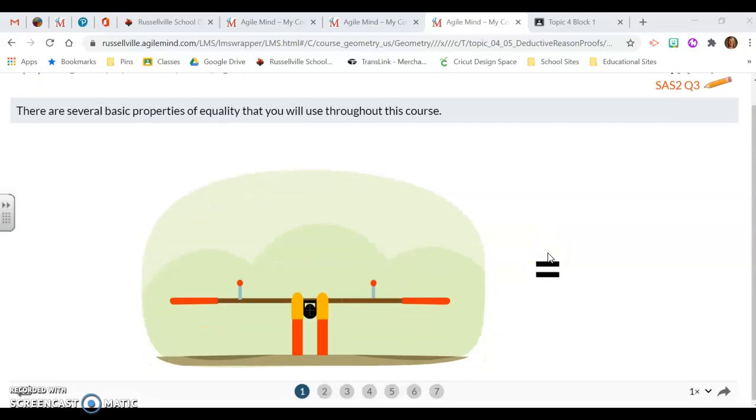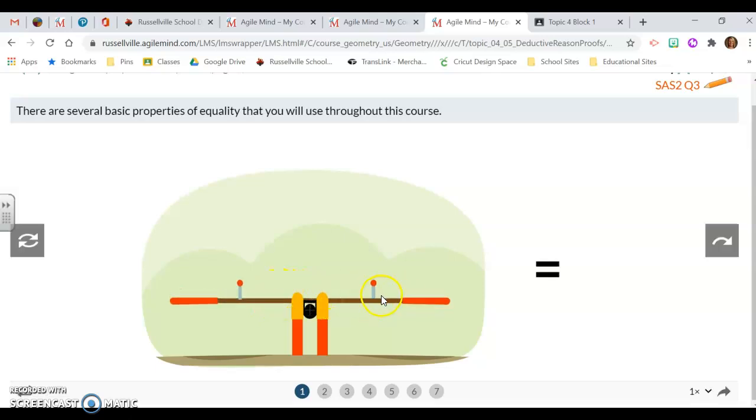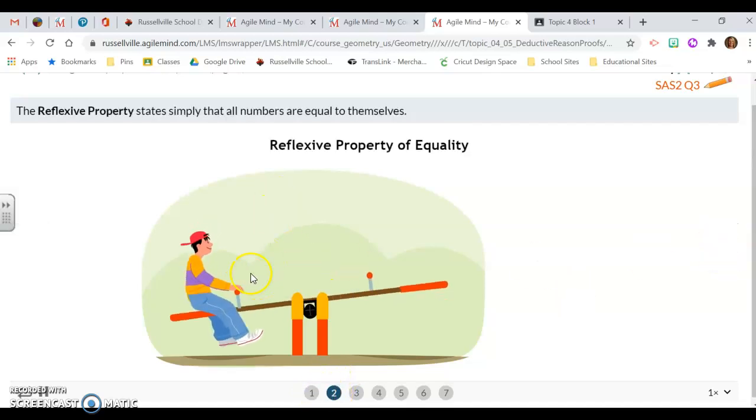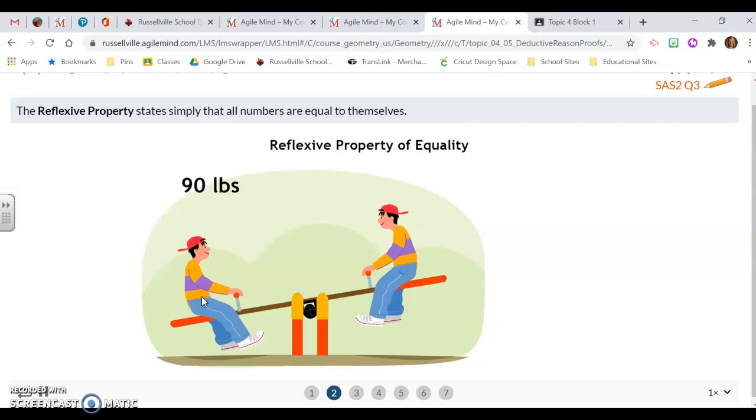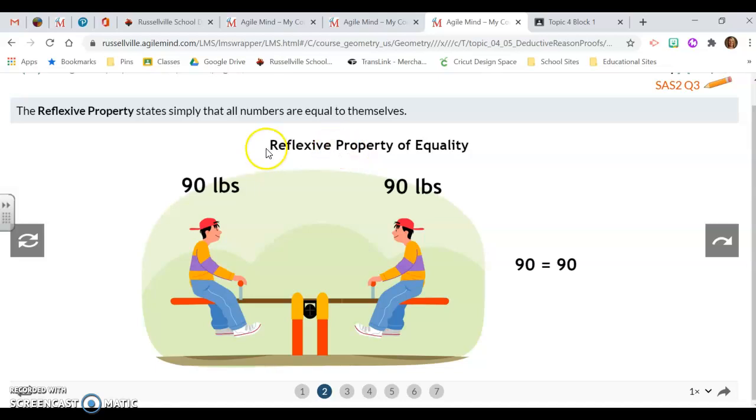All right, so our first basic property of equality, we're going to use this teeter-totter, because when we talk about equations, we talk about how the teeter-totter has to be flat, has to be the same on both sides. So if we put one person over here that weighs 90 pounds and we have another guy over here that weighs 90 pounds, that means it's going to be equal. So that's an example of what we mean when we say the reflexive property.